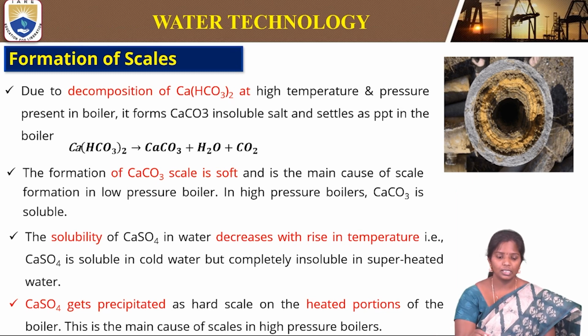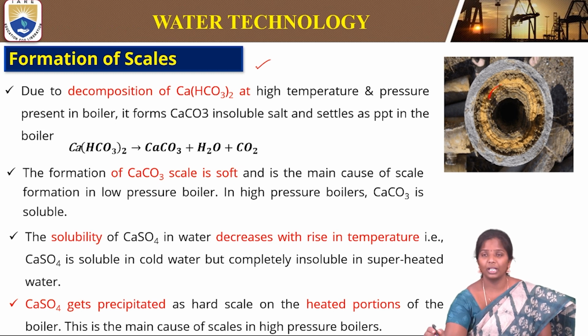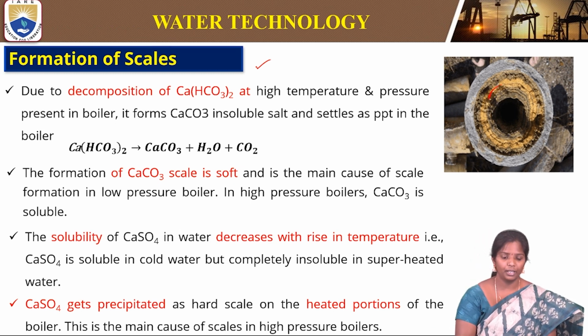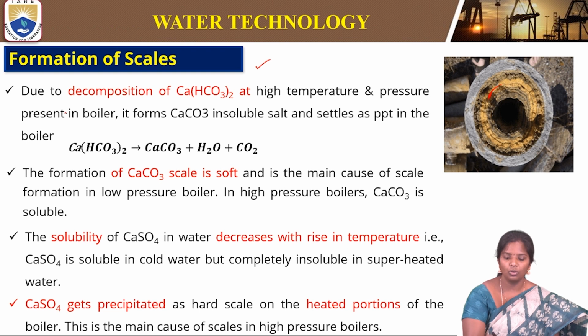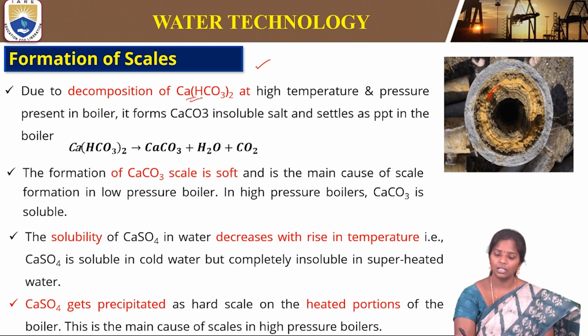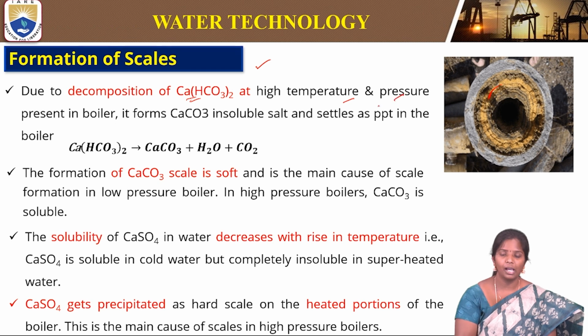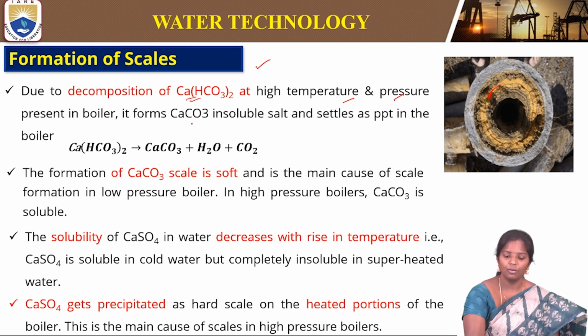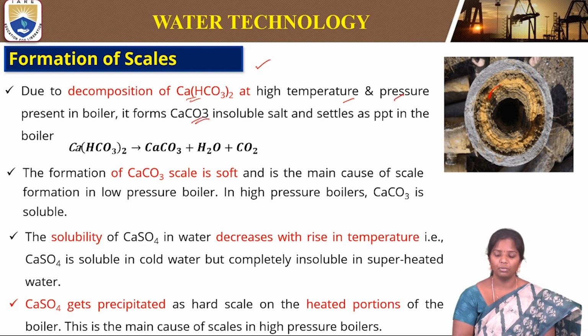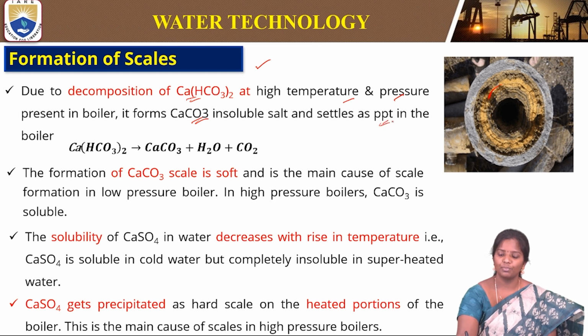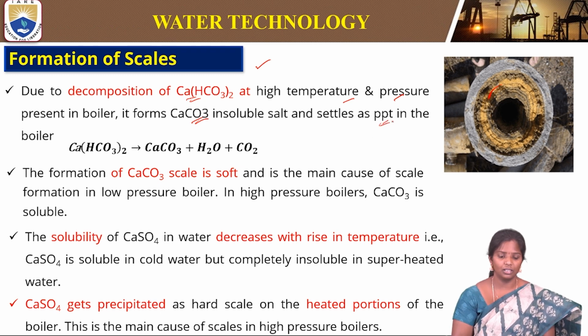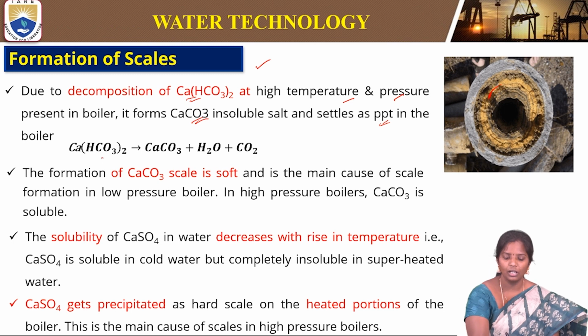So the next one is the formation of scales. This is the formation of scales, which is very hard, formed in that pipe. How does it happen? Due to decomposition of calcium bicarbonate at the high temperatures and pressures present in the boiler, it forms calcium carbonate, an insoluble salt, and settles as precipitate in the boiler. So this is the conversion from bicarbonate to carbonate.